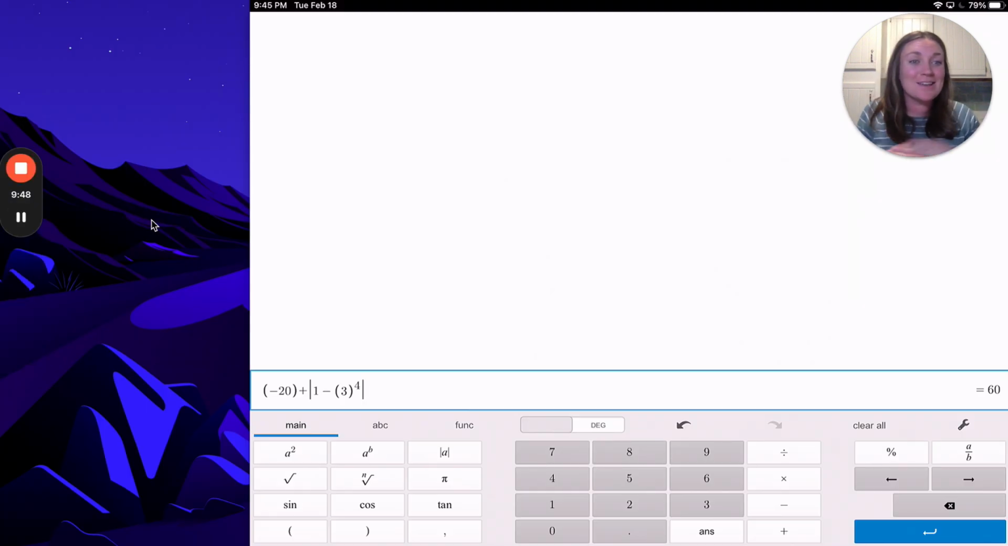And our last step is to just double check that in our Desmos. All right, and as we can see, we get the exact same answer of that positive 60, typing it in Desmos, making sure we put those in with our parentheses when we substitute.